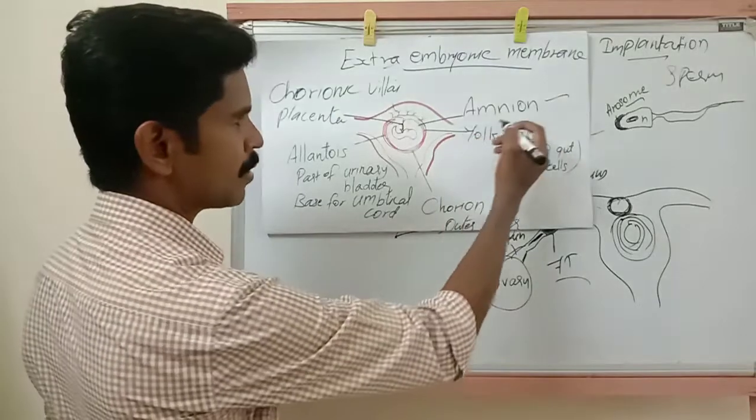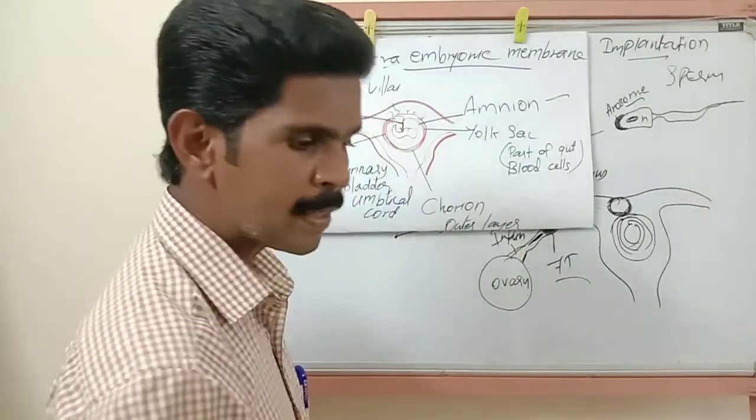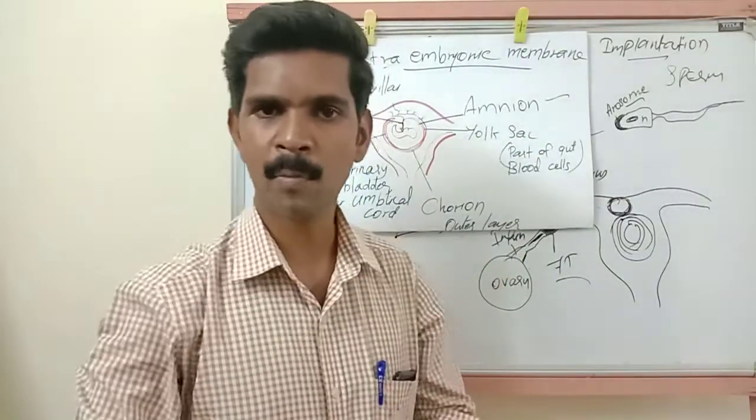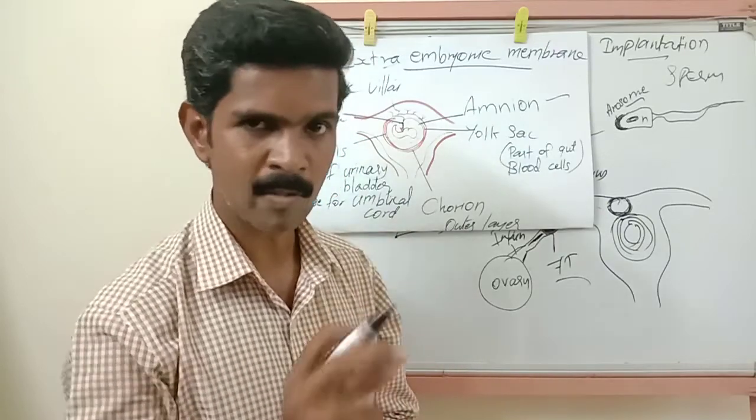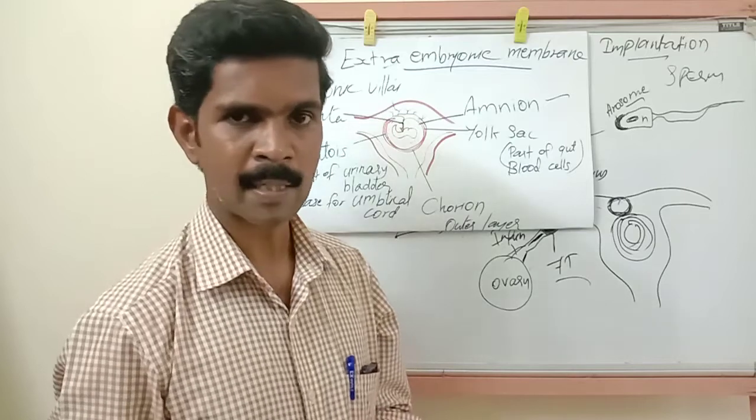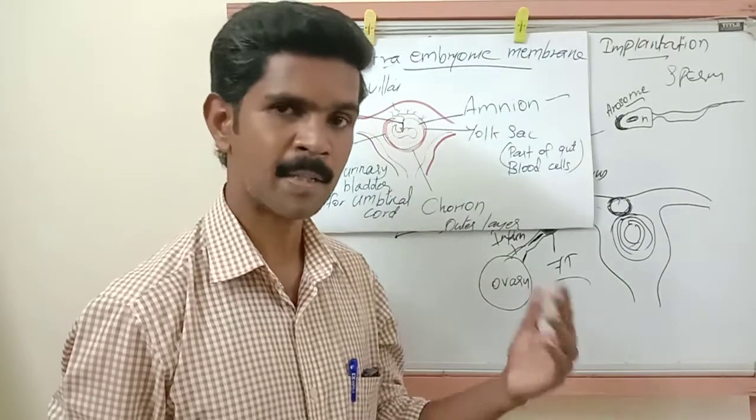Understand? So once again I repeat all the points about the amnion. Amnion is the innermost membrane or innermost layer. It is a double layer membrane. It is a translucent membrane and protects the baby from injuries and from shock.